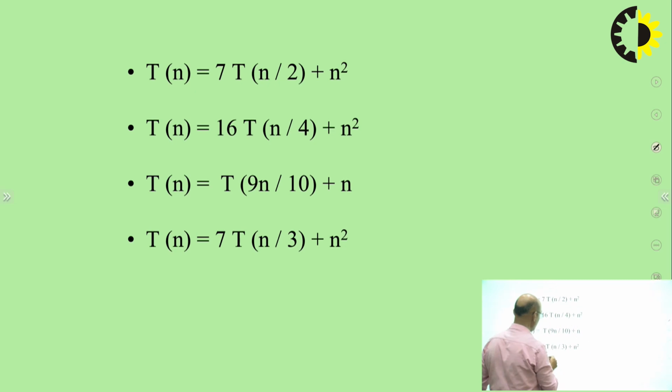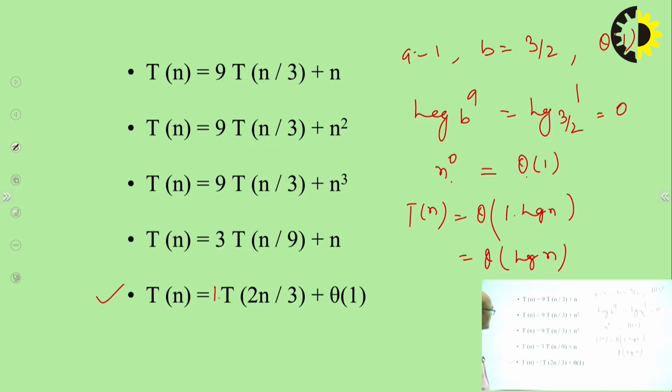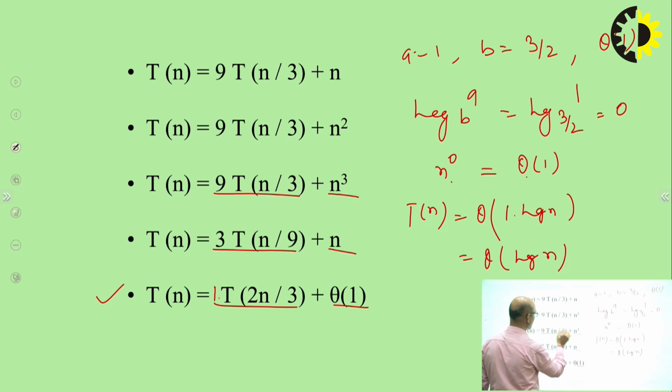So logically, in all the examples, there is a recursive part and a non-recursive part, and in the previous examples also, recursive part, non-recursive part.